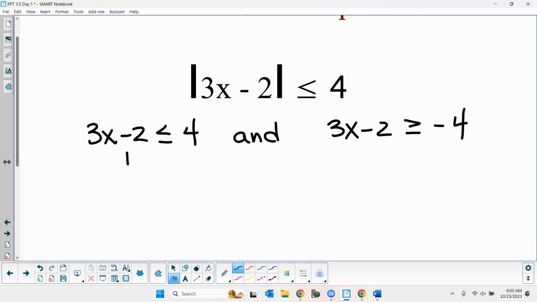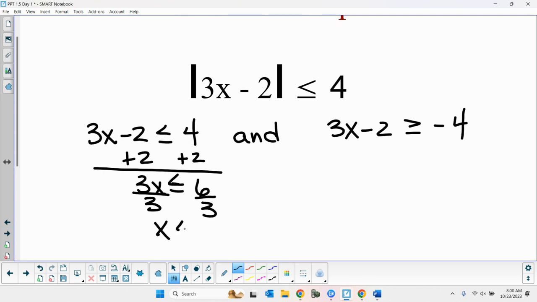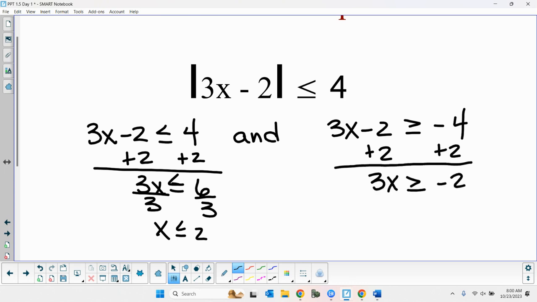All right, so you're going to add 2. Oops, less than or equal to 6. Divide by 3, so x is less than or equal to 2. Same procedure, add 2. And that's negative 2. Divide by 3. And you get a fraction. And it's okay to get fractions or decimals. Doesn't have to be whole numbers, okay? Not everything's going to work out really nice. That's all right. Nothing wrong with that.